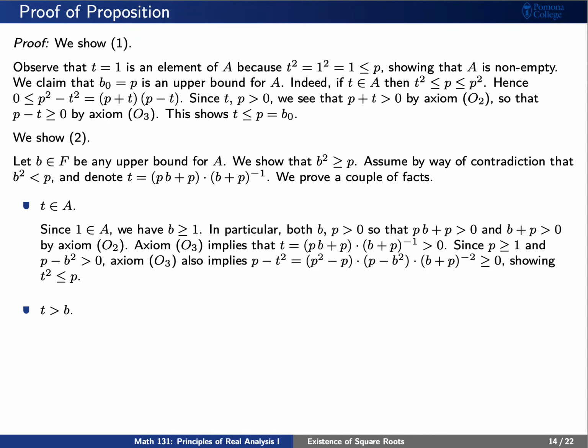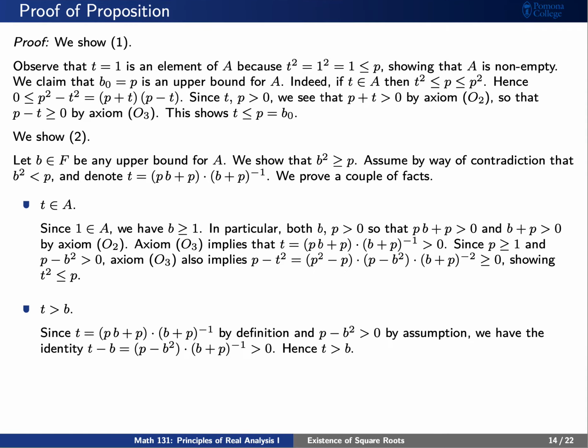Next, we're going to show that our t is greater than b. This is a matter of realizing that t minus b we can express as p minus b squared, which is positive, divided by p plus b, which is also positive. Since the product of two positive numbers is positive, we see that t minus b must also be positive. Hence, t is indeed greater than b.